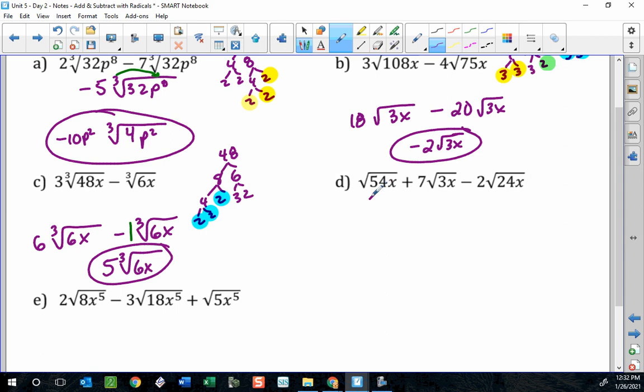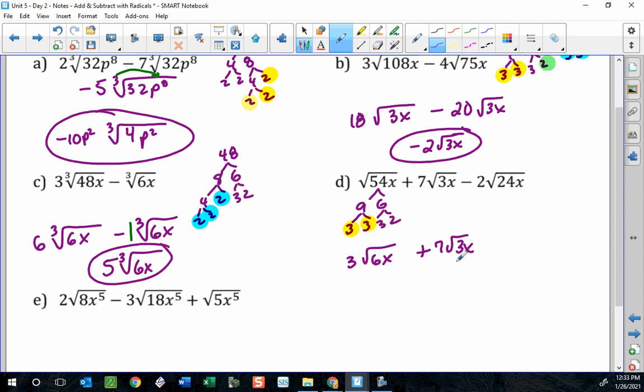All right, 54. Let's break this down. I got 9 times 6. 9's a perfect square, so I could bring the 9 out right now and put 3 and leave the 6 inside, because look what's going to happen. These 3's are a pair, and I have 3 times 2. So when I go to look to take something out, I'm just going to take out these 3's, and then I have the 6 left inside. So I have 3 radical 6x. Okay, so for the next one, oh, lucky me, 3x doesn't reduce, so this is plus 7 radical 3x.